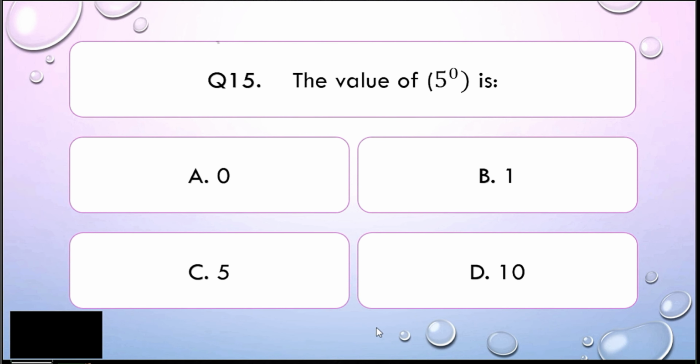The value of the quantity 5 to the power of 0 is: A, 0, B, 1, C, 5, or D, 10? I'll give you 5 seconds to think about your answer.